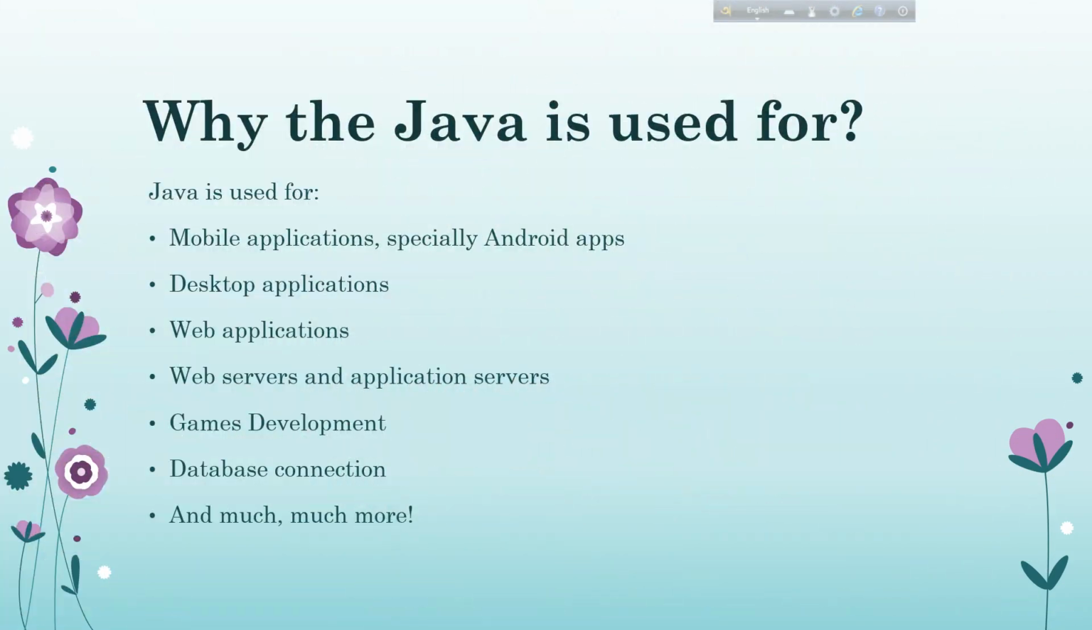What is Java used for? Java is used for mobile applications, especially Android apps, desktop applications, web servers and application servers, games development, database connection, and much more.